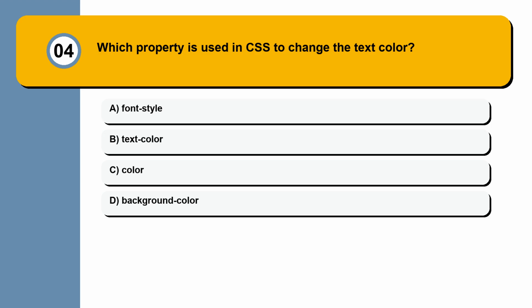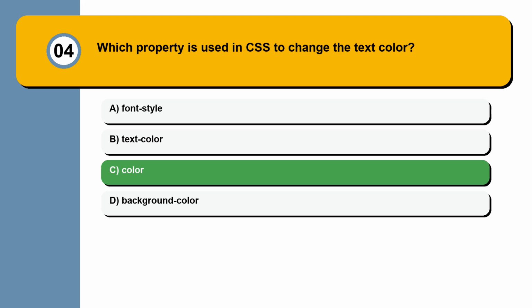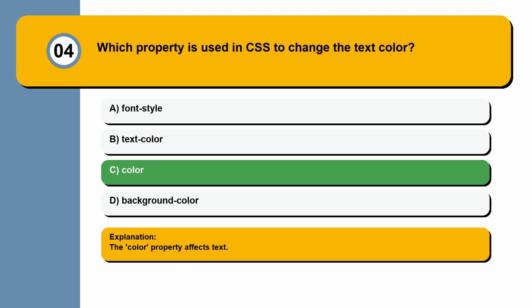Question 4. Which property is used in CSS to change the text color? Font style, text color, color, background color. The color property affects text.